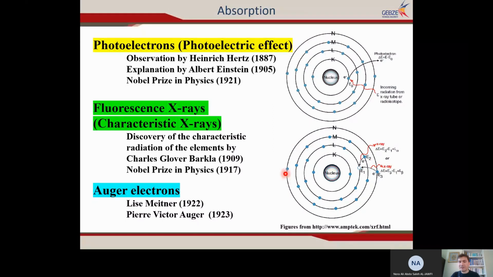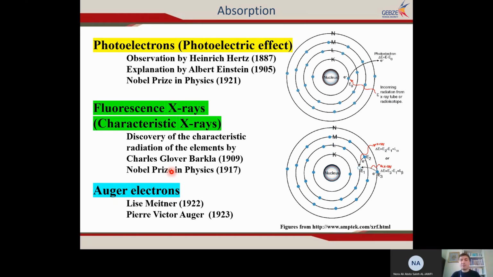This is the difference between fluorescence X-rays and Auger electrons. This delta E is used to produce fluorescence X-rays, or it can be transferred to the outer shell electrons. It depends on the element, okay? The percentage of fluorescence X-rays and Auger electrons. Do you have any question here?